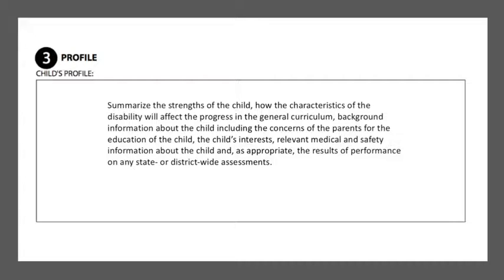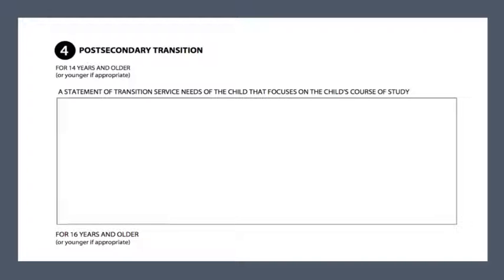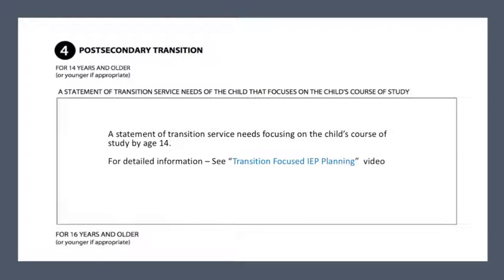Okay, let's get into Section 4. Section 4 is post-secondary transition, and this begins for students in the state of Ohio at age 14. Now, what are we looking to do here? This is simply a statement of transition service needs focusing on the child's course of study. This means what types of coursework will the child need to take in high school that relates to their post-school goals.